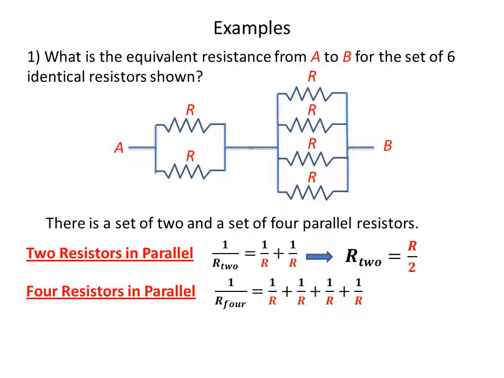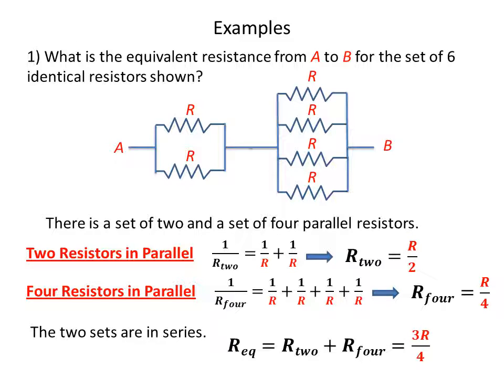For 4 resistors in parallel, 1 over R4 is equal to 1 over R plus 1 over R plus 1 over R plus 1 over R. And that gives us an R sub 4, which is equal to R divided by 4. Since the two sets are in series, they simply add. So R equivalent is just R2 plus R4, which is 3/4 of R.